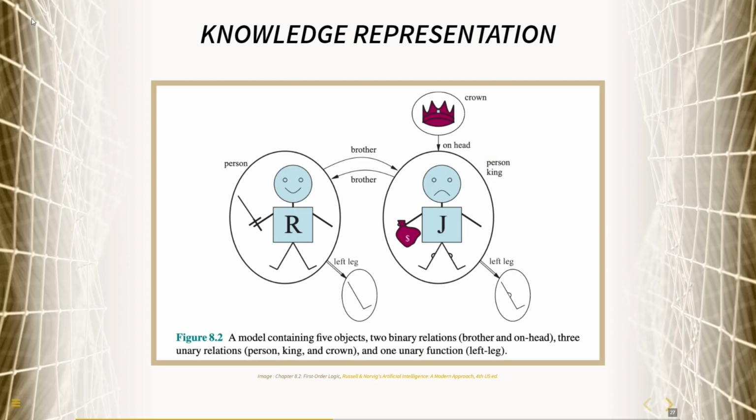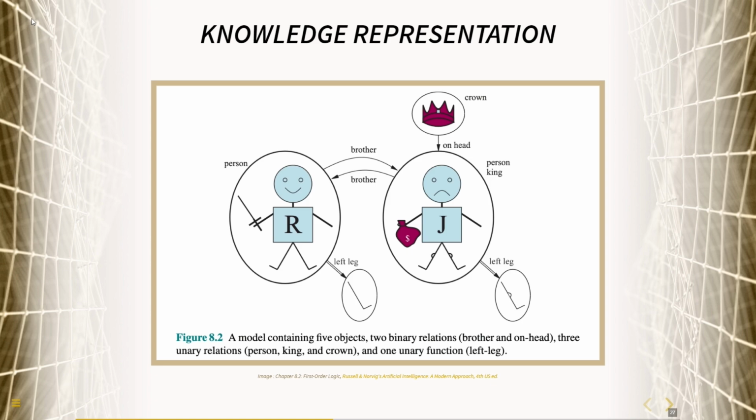Let's look at another. In this particular model, we actually have 5 objects, even though there are 2 humans in the mix. There are 2 binary relationships between some of these objects, right? There's a brother, and then there's something on somebody's head. There are 3 unary relationships. So there's a person, there's a king, there's a crown, and then there's one unary function, that is the left leg. In this particular case, we're both representing the objects and the relationships among them, and then we're able to start to interrogate this specific model to ask questions like, who is the king, and who is whose brother, and so on and so forth.